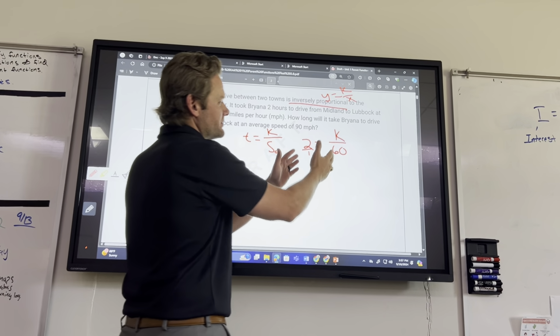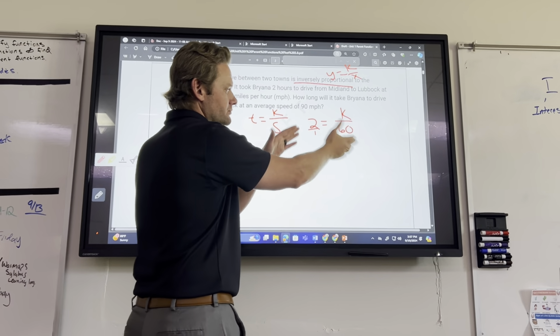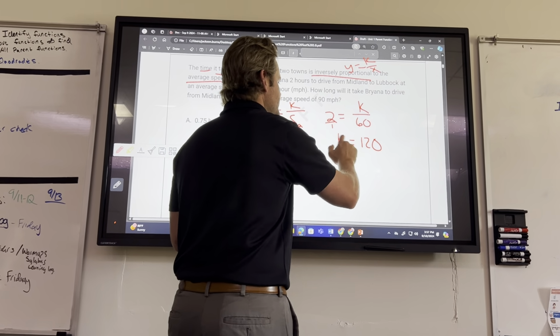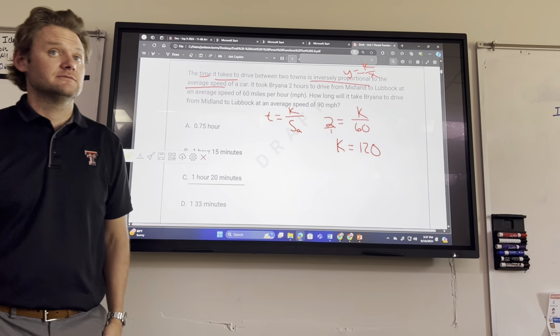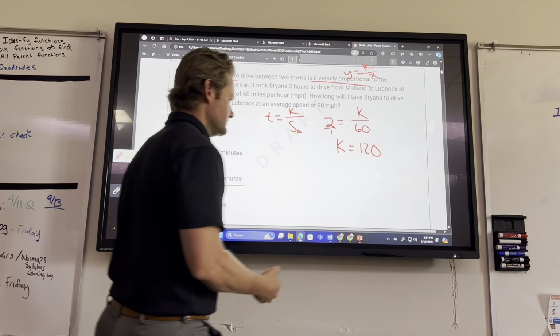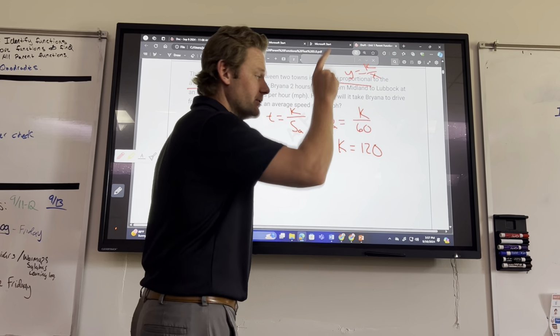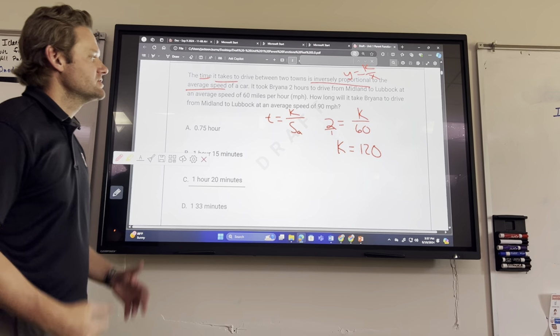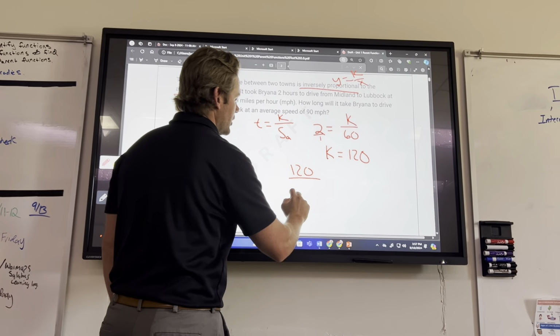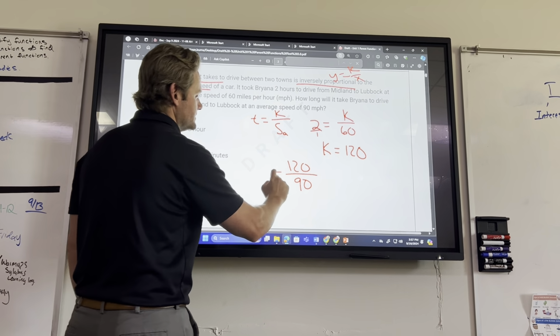Let's do it and see if it's right. So when I set up my proportion, I'll have 2 over 1. I'll make it easy to cross multiply. I'll get 120 equals k. Is that the distance to Lubbock? 120 miles? Yeah. Just about, depending on, from the loop, right? 120. So now I have this 120.